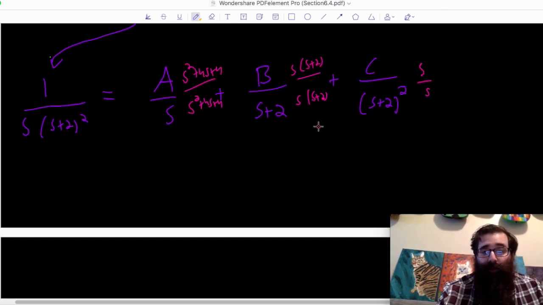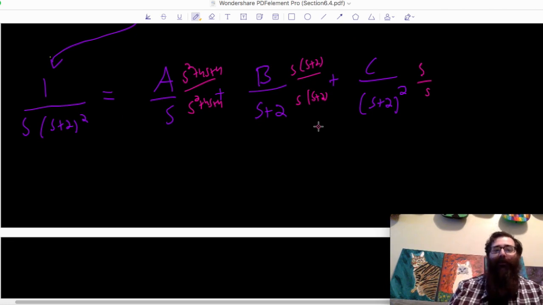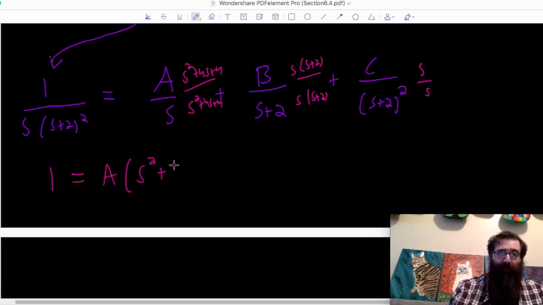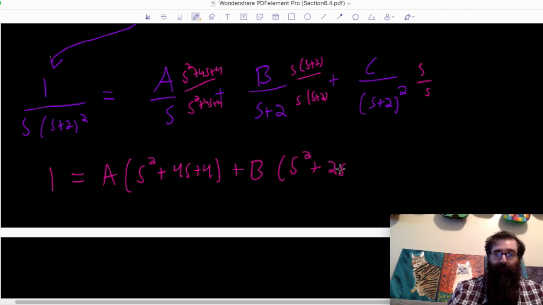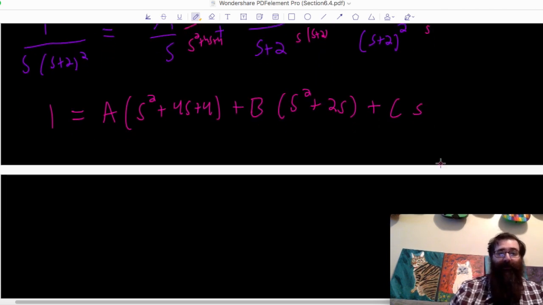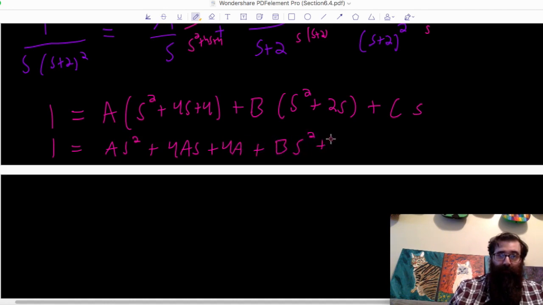Since the denominators are equal, thinking about combining the like fractions, we can just focus exclusively on the numerator. Say 1 should be equal to A times S squared plus 4S plus 4 plus B times, and what is this? It's S squared plus 2S, if I distribute, plus C times S. And if I expand this out, we'll say 1 is equal to AS squared plus 4AS plus 4A plus BS squared plus 2BS plus CS.